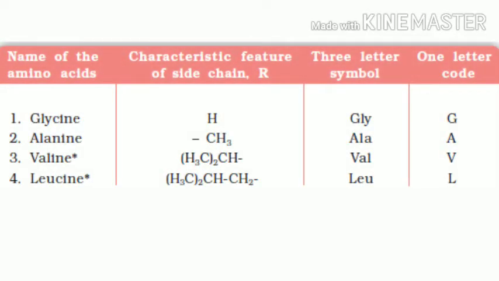At first, let's have a look at the first 4 amino acids out of the 20 amino acids given in the table. The names of the amino acids are glycine, alanine, valine, and leucine. We will have a look at the characteristic feature of the side chain R later in this video. The 3-letter symbol for all these 4 amino acids are the first 3 letters of the names themselves, and also the 1-letter code is the very first letter of the name of the amino acids.